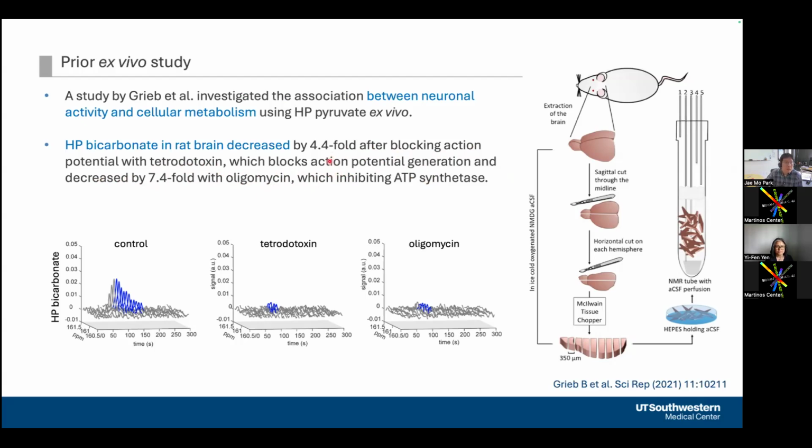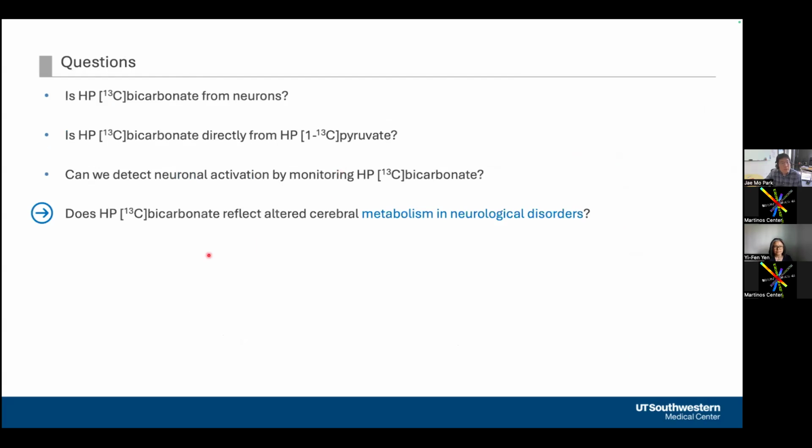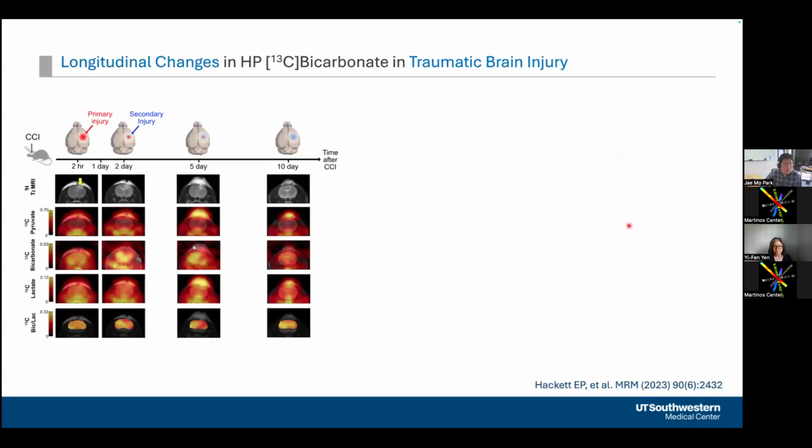The second drug is actually inhibiting ATP synthase. And by using this drug, they could see a dramatic difference in the bicarbonate production, indicating that the amount of hyperpolarized bicarbonate is related to neuronal firing. And the last question is, does hyperpolarized bicarbonate reflect altered brain metabolism in neurological disorders? I'm going to show a couple of examples.